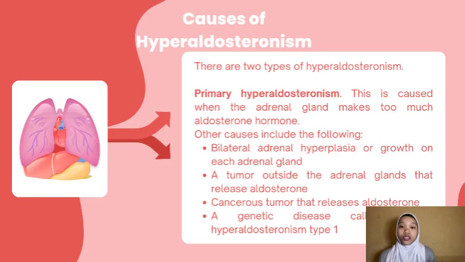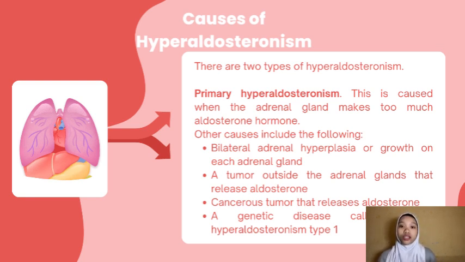So next is the causes of hyperaldosteronism. So there are two types of it. So first is the primary. So this is caused when the adrenal gland makes too much aldosterone hormone, and there are several reasons for this. And the most common one is a non-cancerous tumor called an adenoma on one gland.